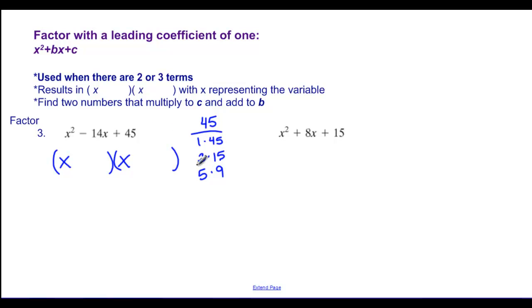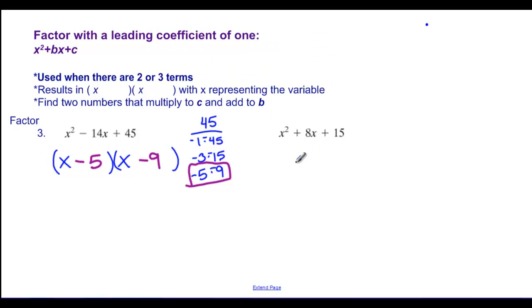So both positive or both negative. Because we're adding to a negative 14, that means that they both have to be negative, because there's no way to add two positives and get a negative. So we know they'll both be negative, and now we're going to look for the set of factors that's going to add to a negative 14. Well, right here, negative 5 and negative 9. So minus 5 minus 9. So we just factored x squared minus 14x plus 45 into x minus 5 times x minus 9.